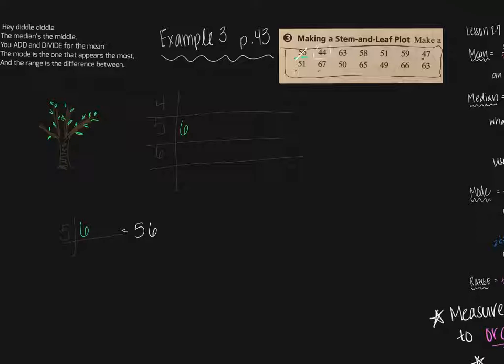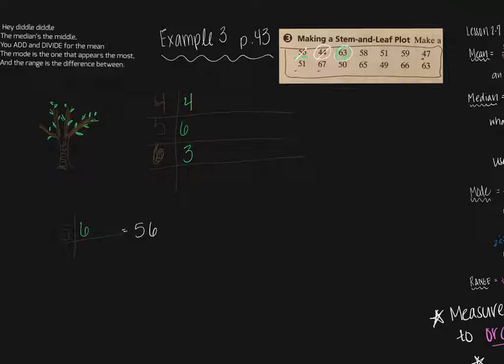Let's look at 44. Which one is my stem? Oh, the 4. All right, what's its leaf? Another 4. Okay, got that one. Let's do 63. What's its stem? Its stem is the 6. And which one is its leaf? Oh, the 3.